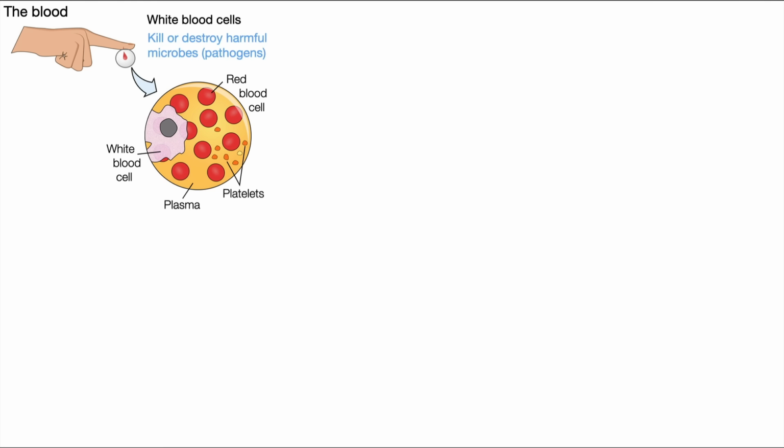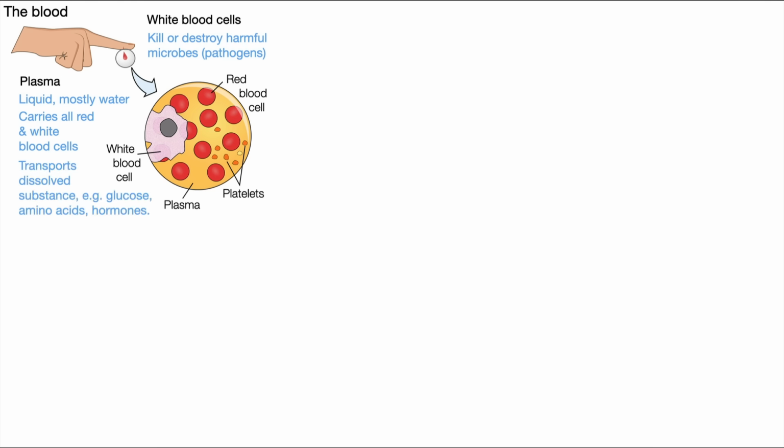White blood cells have the job to kill or destroy harmful microbes, otherwise known as pathogens. Pathogens are microbes that cause disease. The plasma, this is the liquid part of the blood, and it's mostly water. However, it carries all the red blood cells, all the white blood cells, and it transports dissolved substances, for example glucose or amino acids or even hormones that need to be transported around the body, and glucose and amino acids being the products of digestion that we talked about earlier.